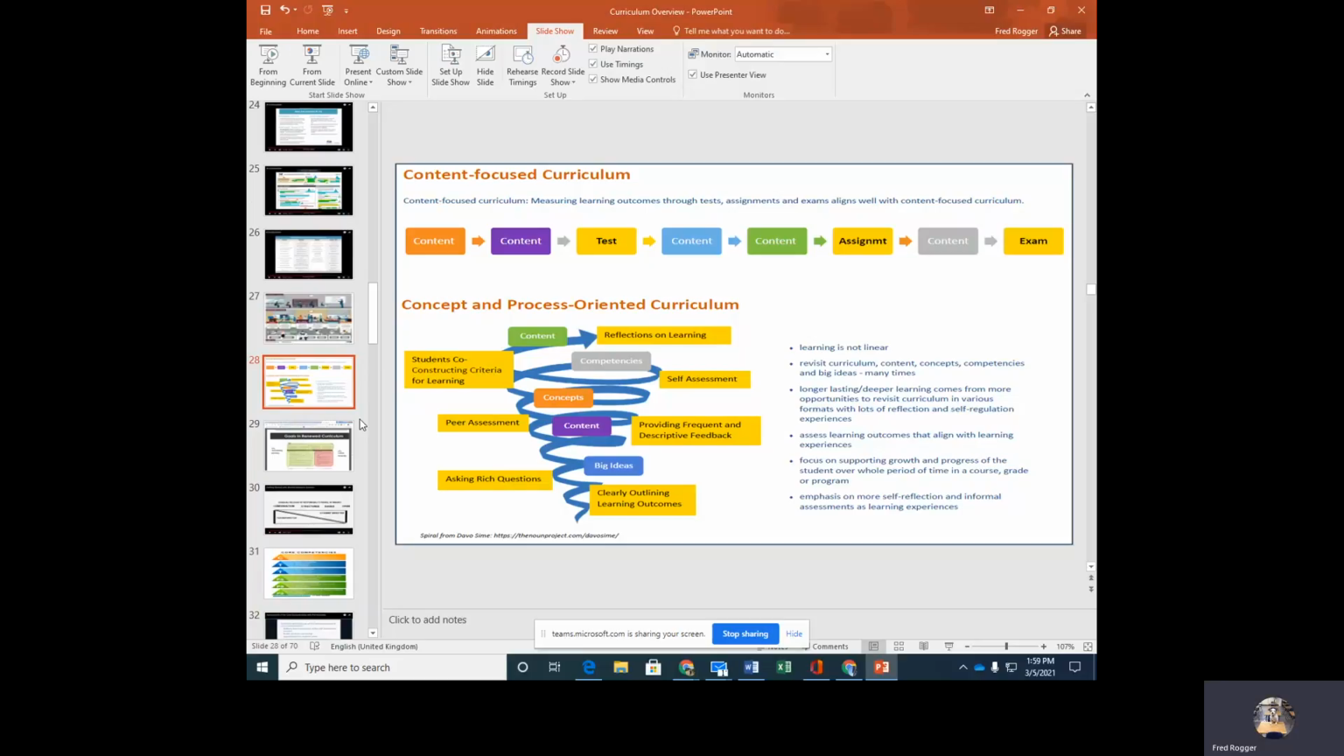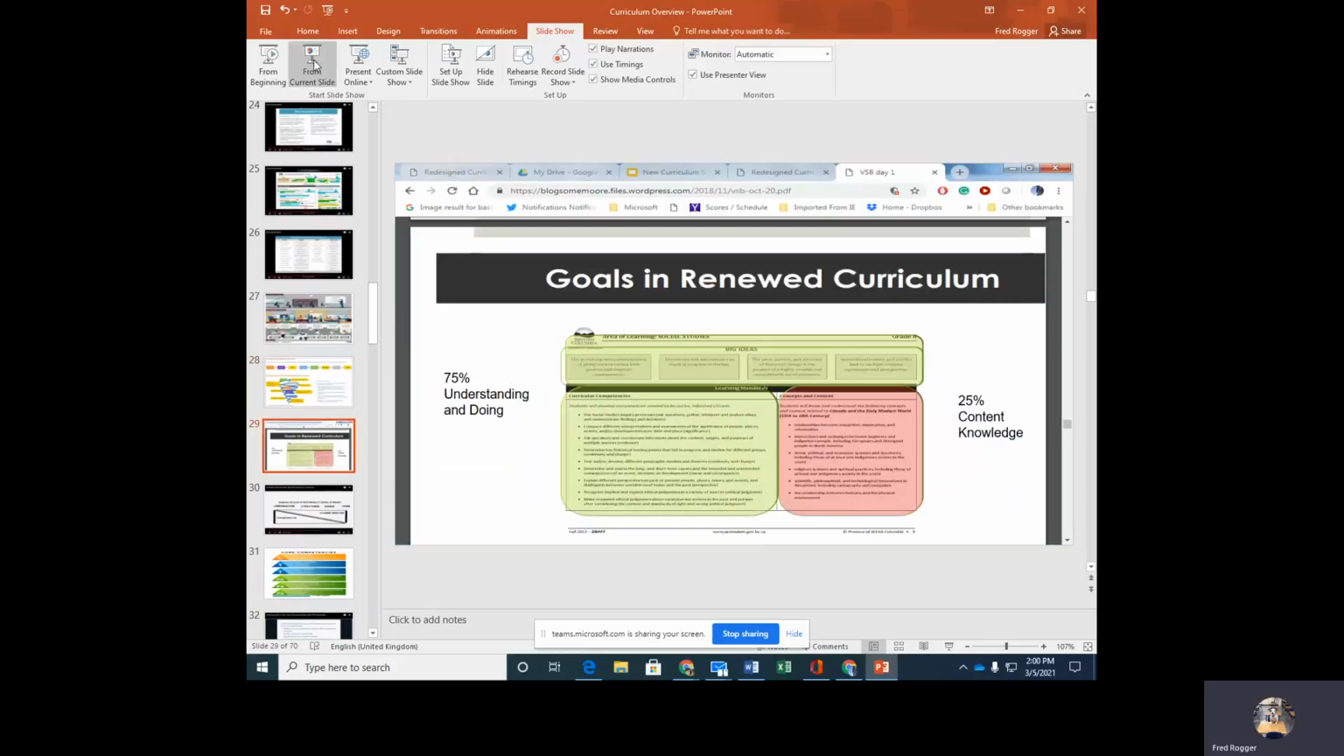I've cut down the number of testing situations, and there's far more, I would say, project-oriented work, a lot more collaboration, a lot more students researching. Here's another graphic which shows this.